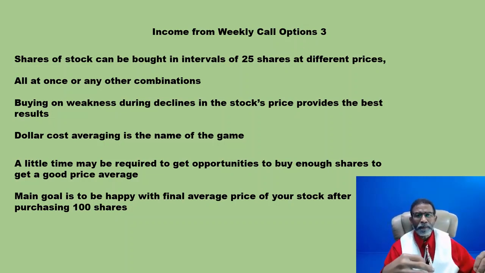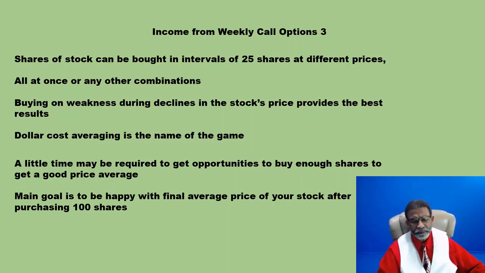Some time may be required to get the best price because the stock fluctuates over time. But the name of the game is being happy with how much you pay for the stock as a result of buying it at different price points. One way to do it would be to buy 25 shares at a time at different prices. And we're going to show an example of that coming up.